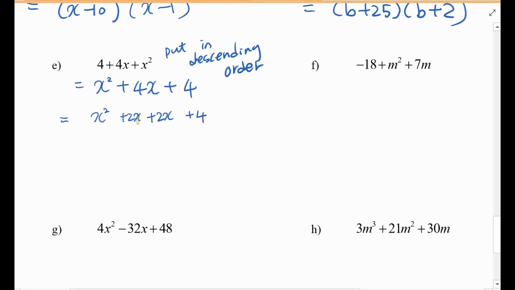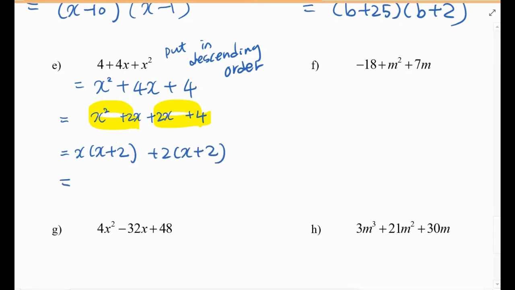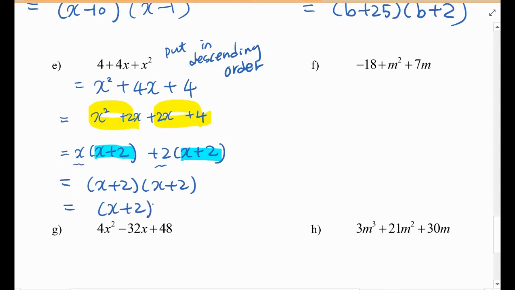And we're going to look at those two first. Then that is x plus 2, plus 2, x plus 2. Okay, after that, x plus 2 and x plus 2 are common. (x plus 2) squared will be the answer.